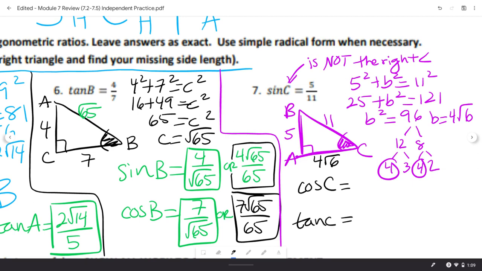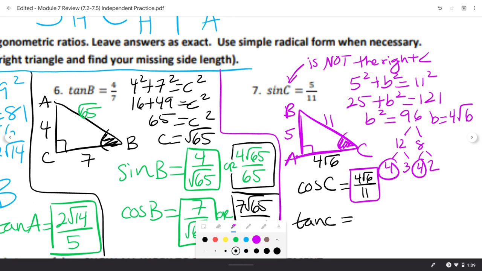So for the cosine, it's adjacent. So 4 root 6 over hypotenuse. And luckily, the radical is already in the numerator, so I can leave it like that. And then the tangent of C is TOA, opposite over adjacent.